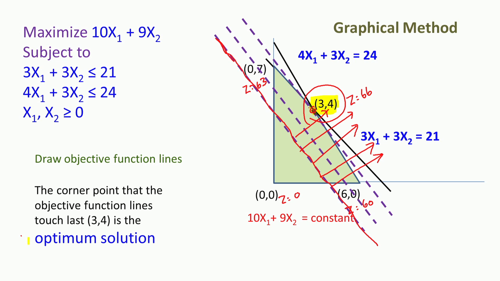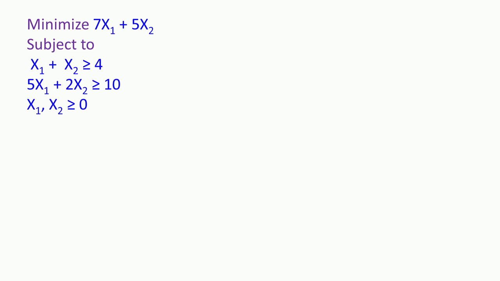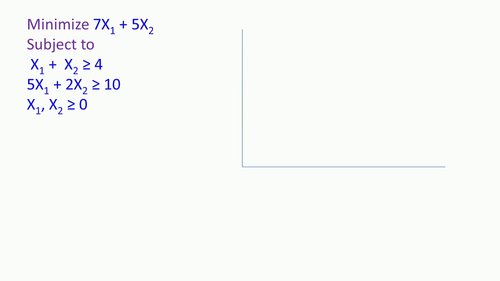Now we will understand how we solve a minimization problem using the graphical method. The method is similar, however, we will explain it through an example. Now we look at this minimization problem, which minimizes 7x1 plus 5x2 subject to two constraints, x1 plus x2 greater than or equal to 4 and 5x1 plus 2x2 greater than or equal to 10, x1, x2 greater than or equal to 0.